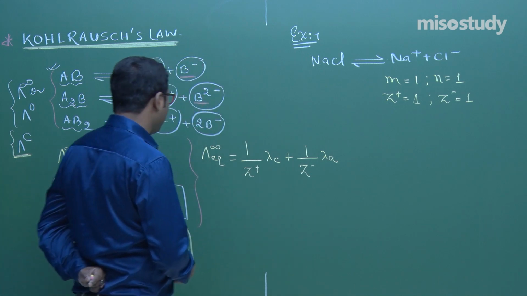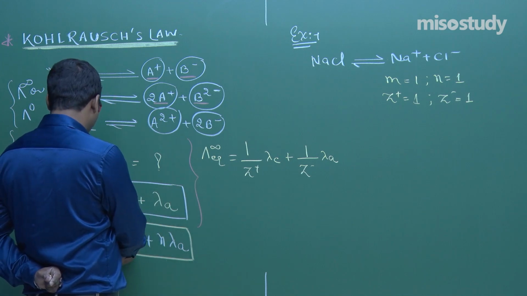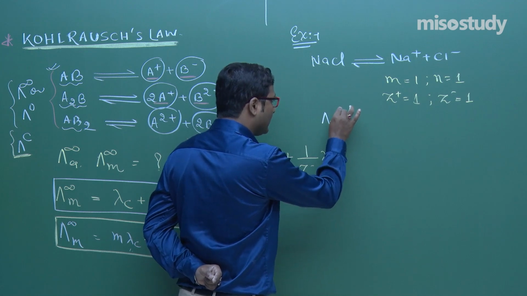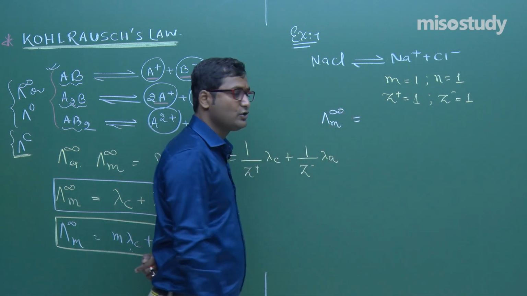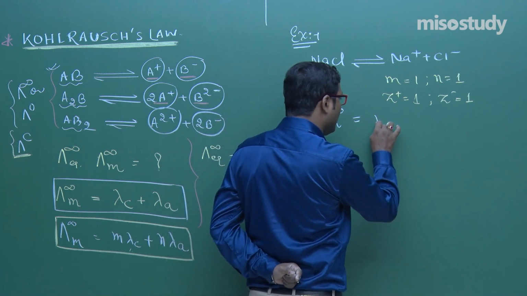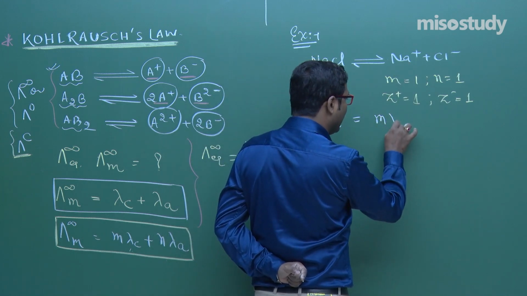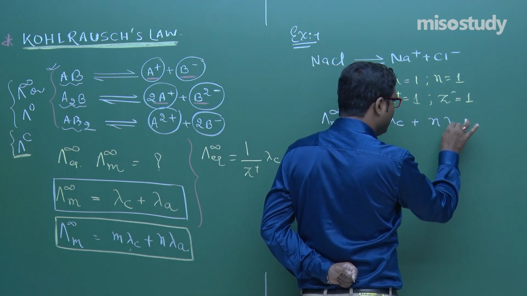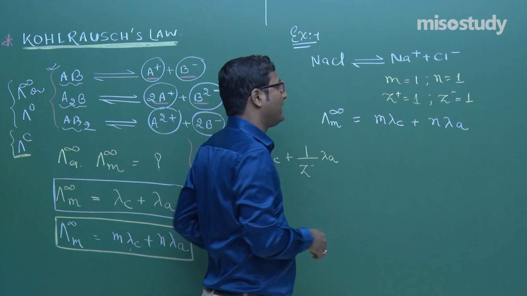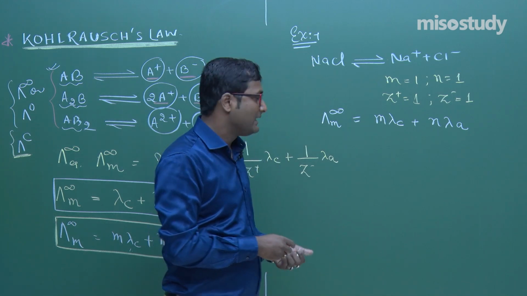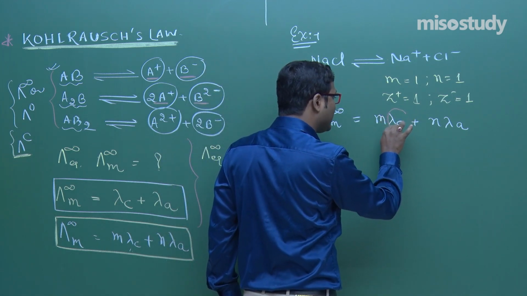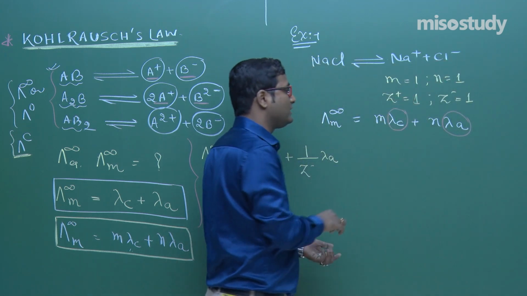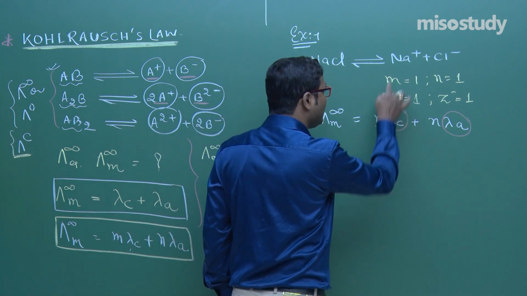Now, how to find the molar conductivity at infinite dilution? The molar conductivity at infinite dilution here will be equal to m lambda cation plus n lambda anion. What is the cation here, my friend? That is Na plus. Now this belongs to the ionic conductivity of Na plus, and this belongs to the ionic conductivity of Cl minus, and m is 1.